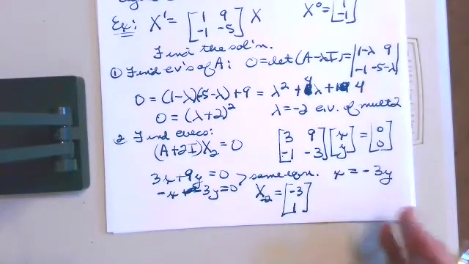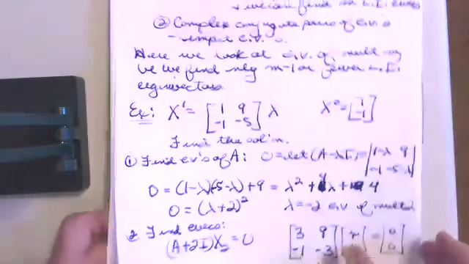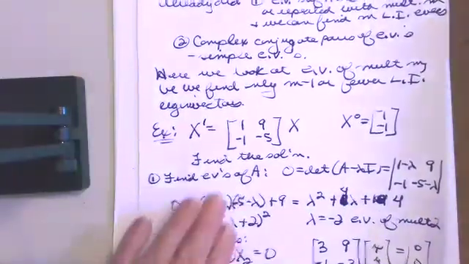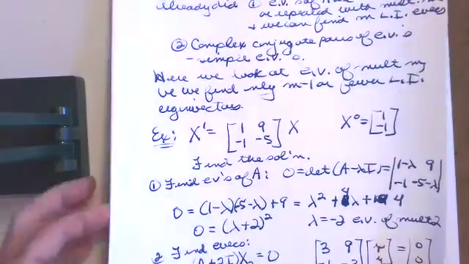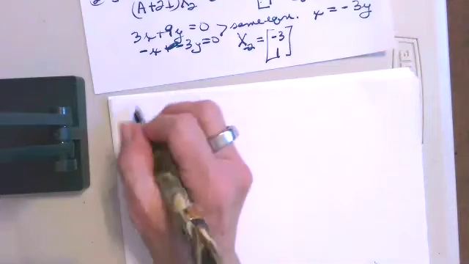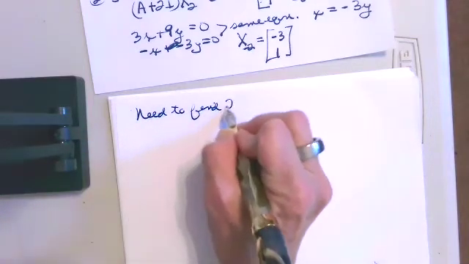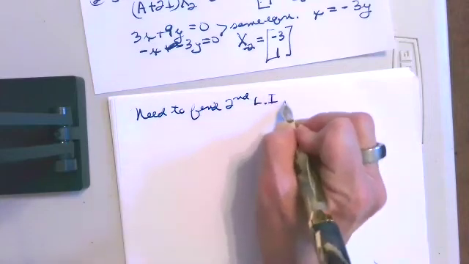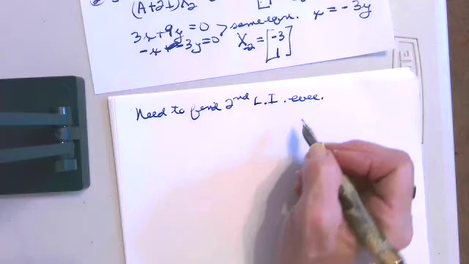But you notice there's no other constraint. There's no way to get a second linearly independent eigenvector. Because it's a 2 by 2 matrix, I need 2 linearly independent solutions. So I'm going to need to find a second linearly independent eigenvector. And now that's where things get a little complicated.